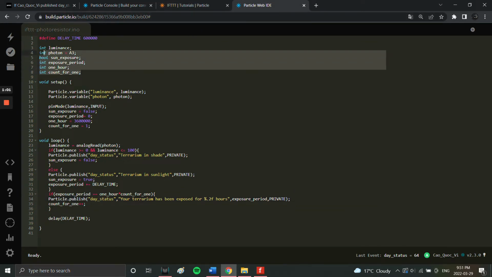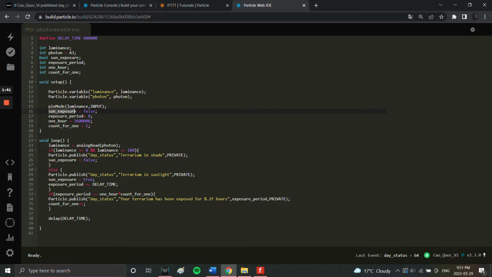So we have many variables, and this is our luminance, which is determined by the photon, assigned to analog 3 in the Particle Argon. And the bool value checks whether your system is exposed to the sunlight or not. We also have the exposure period, the value of 1 hour, and the count for 1 hour.